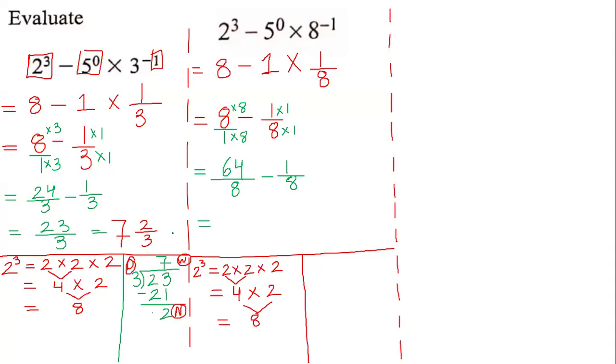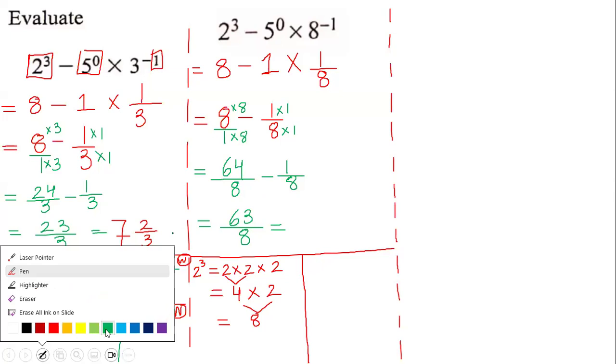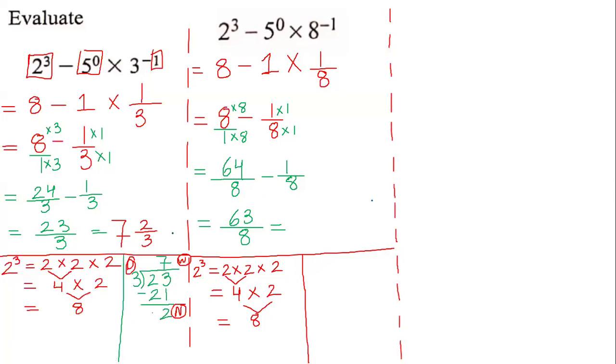Going to be equal to? What is 64 minus 1? 63. Very good. 63 over 8. That's going to be equal to, are we done or do we still need to change this into a mixed number? Yes, let's go ahead and change it. How many times does 8 go into 63?